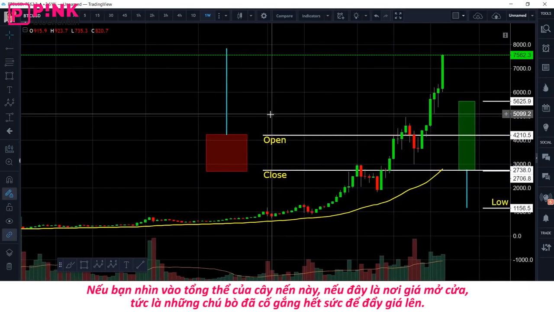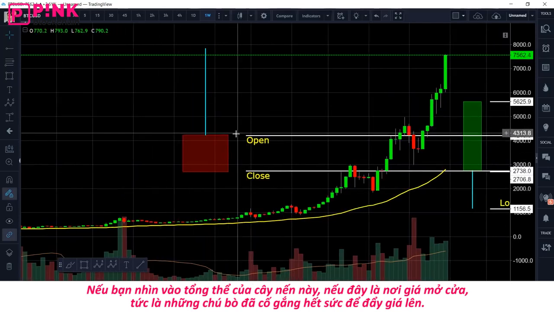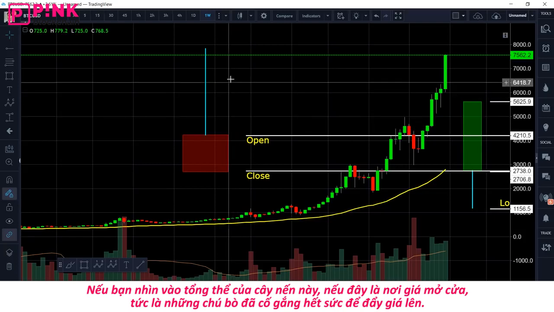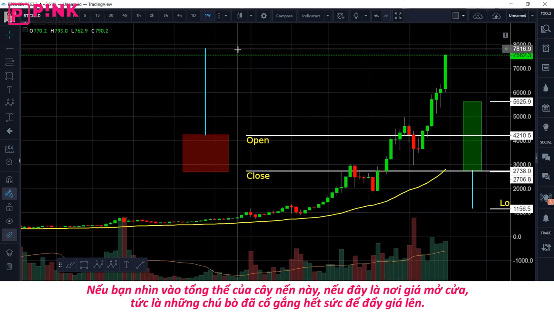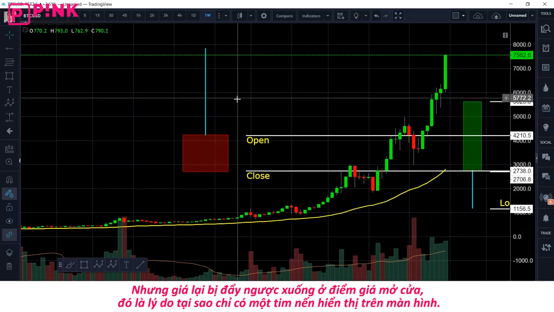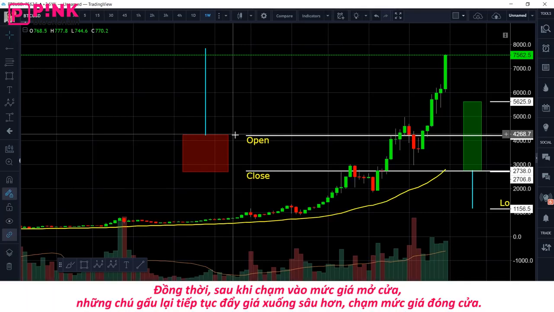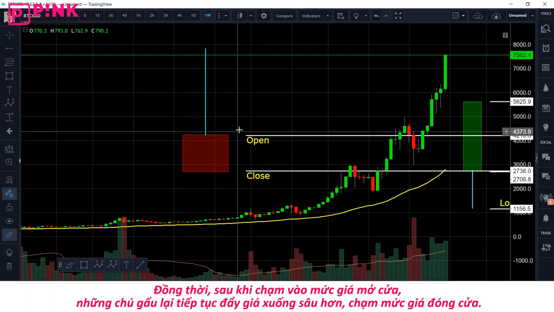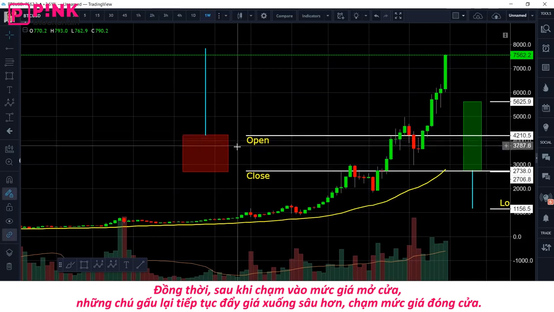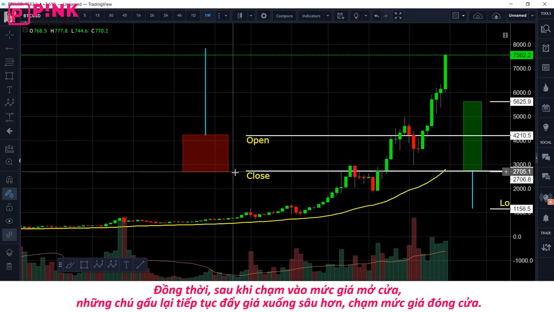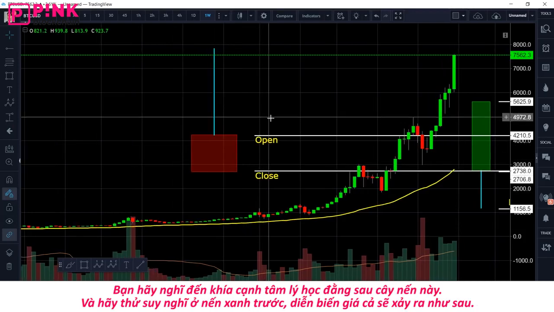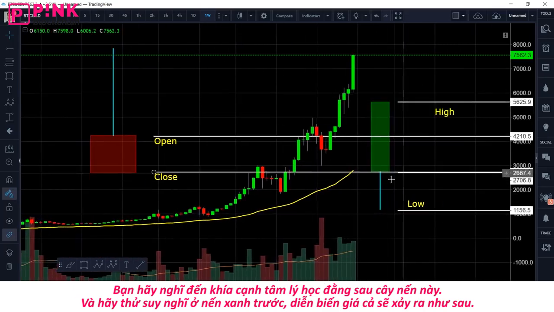So if you actually look at this candle in particular, if this is where it opened, the bulls have tried to push it all the way up and all the way up, right? But because it was pushed all the way back down by the end of the candle, that's why only a long wick shows, okay? And then by the time it actually closed, not only did it reach its original open position, but it actually closed all the way down over here and the bears pushed it even lower. So let's think of the psychology behind this candle, for example, okay?